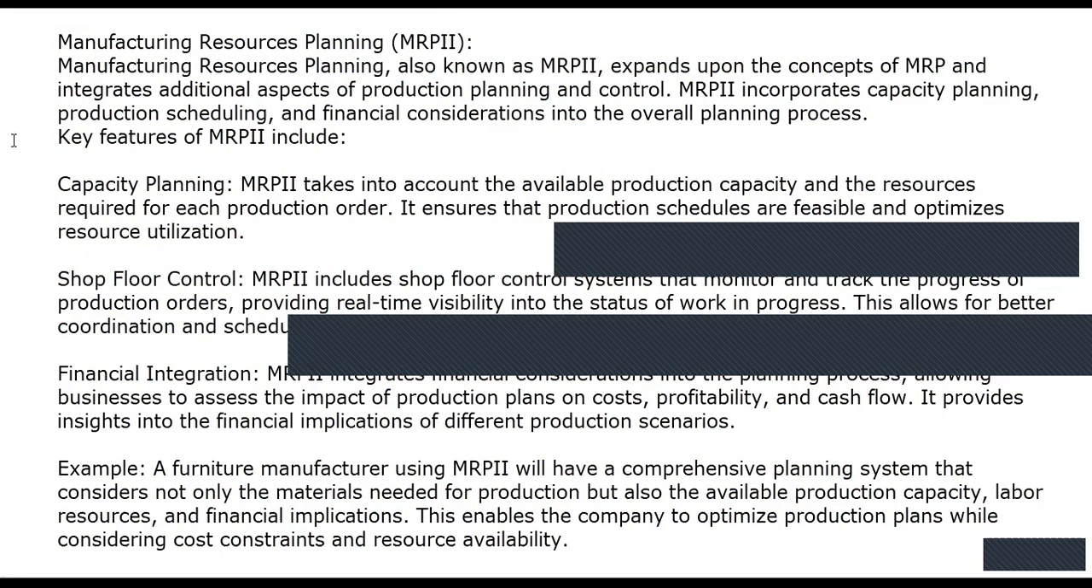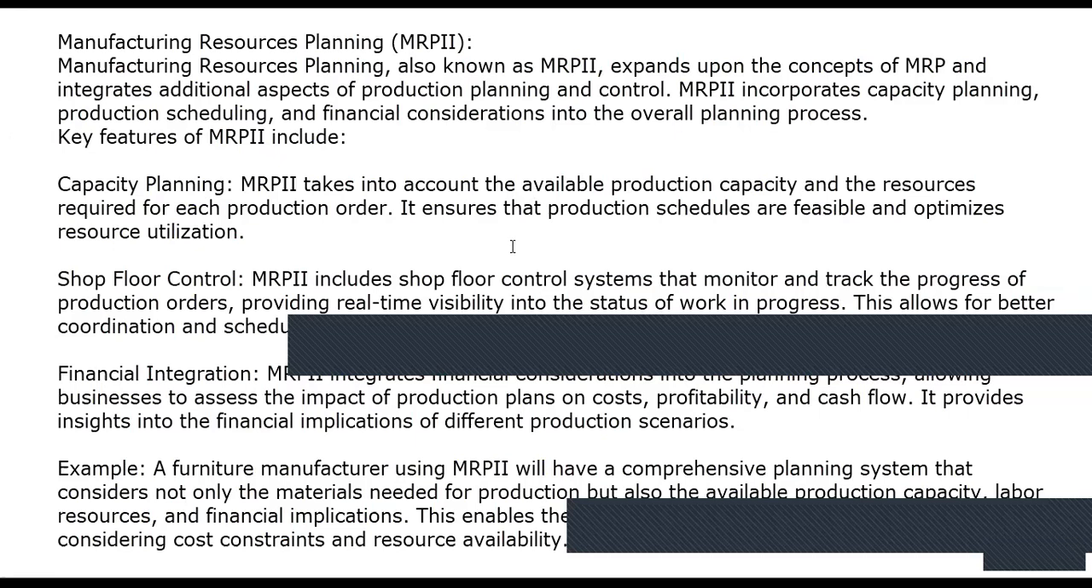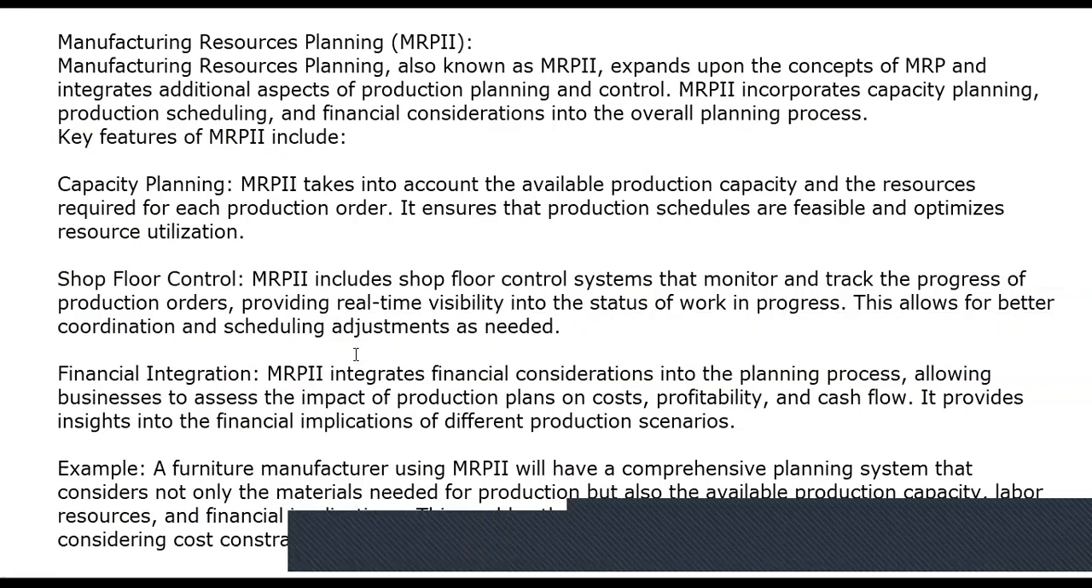The key features of MRPII are as follows: capacity planning. MRPII takes into account the available production capacity and resources required for each production order. It also ensures that production schedules are feasible and optimal. In shop floor control, it includes a shop floor control system which will monitor and track the progress of the production orders. Here, it will provide real-time visibility into the status of the work in progress, and for better coordination, scheduling adjustment is also needed.